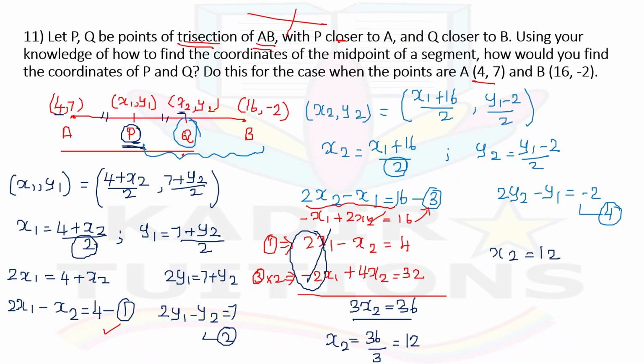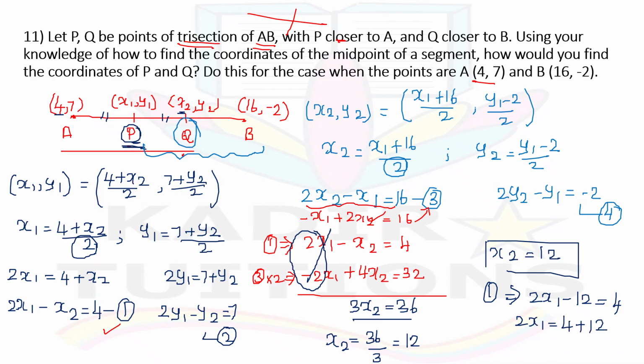Now how to find the value of x1? Substitute this x2 in any one of the equations. So can we substitute in equation 1? So 2x1 minus 12 equal to 4. So 2x1 equal to 4 plus 12. 2x1 equal to 16, so x1 equal to 8. So we got the values for x1 and x2: x1 is equal to 8 and x2 equal to 12.